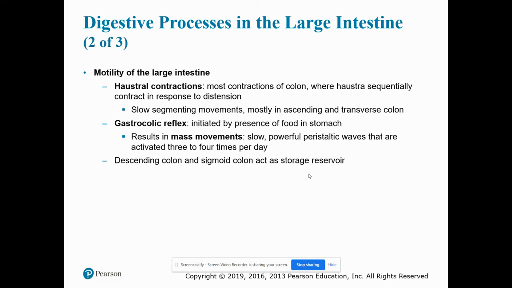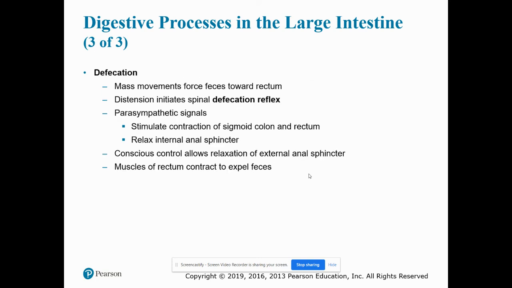So for motility of the large intestine, we have haustral contractions, where the haustra sequentially contract in response to distension. They are slow segmenting movements, mostly in the ascending and transverse colon. And there's also the gastrocolic reflex, which is initiated by the presence of food in the stomach, and it's going to result in mass movements. These are slow, powerful peristaltic waves that are activated 3 to 4 times a day. The descending colon and sigmoid colon act as a storage reservoir.